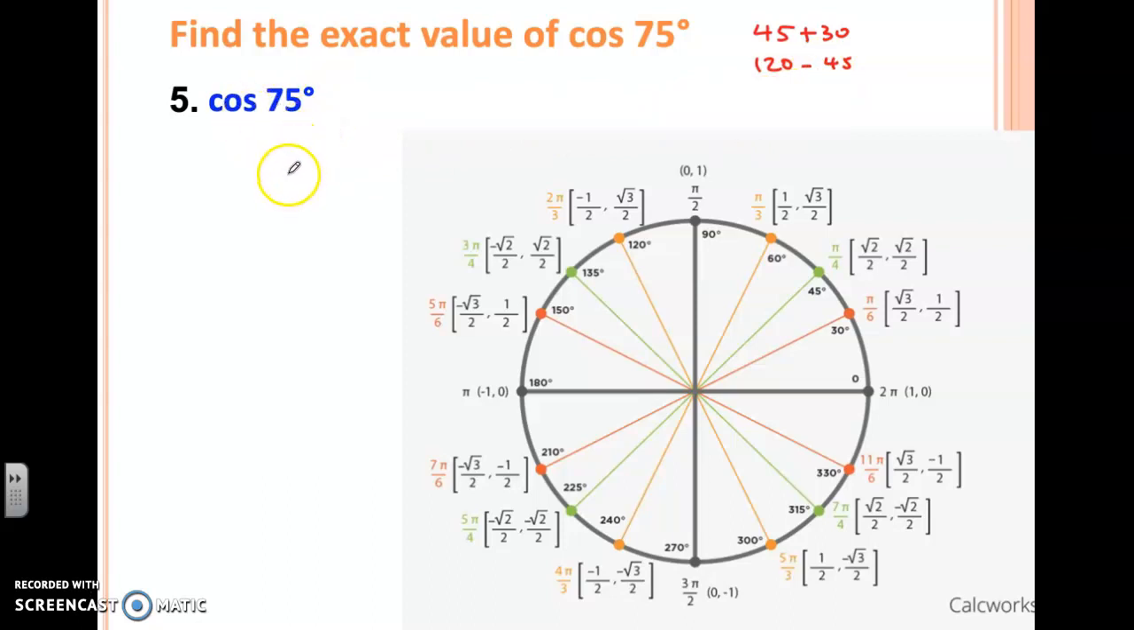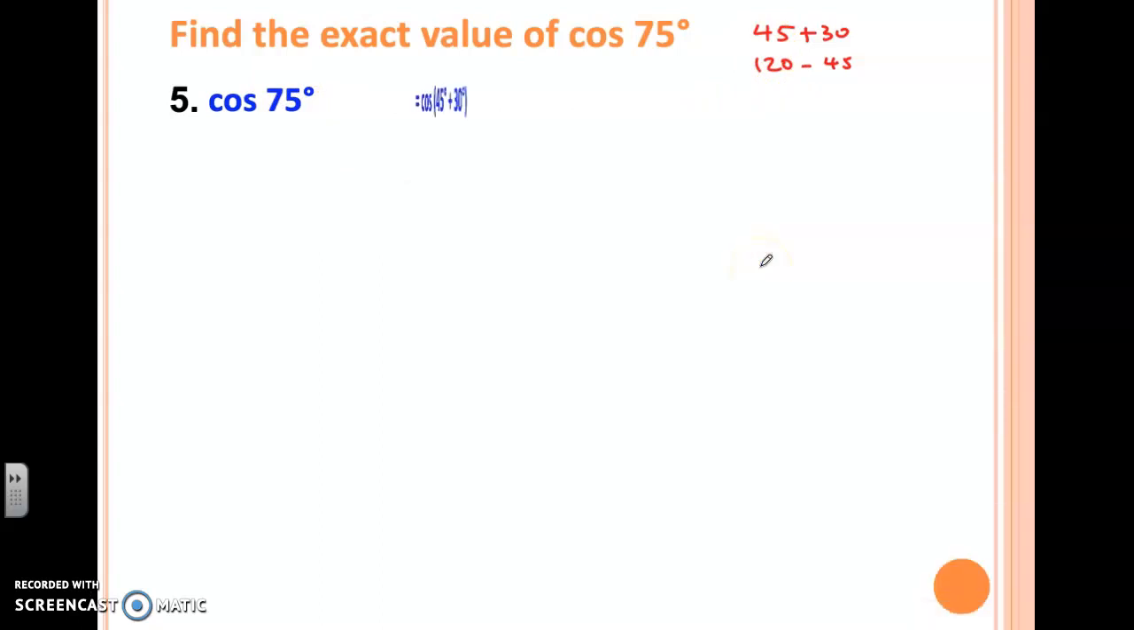So long story short, the whole idea is to make this angle with the sum or difference of two angles that I know on my unit circle. In our case, we're going to use 45 and 30. Okay. What is my identity? So let me bring my identity.